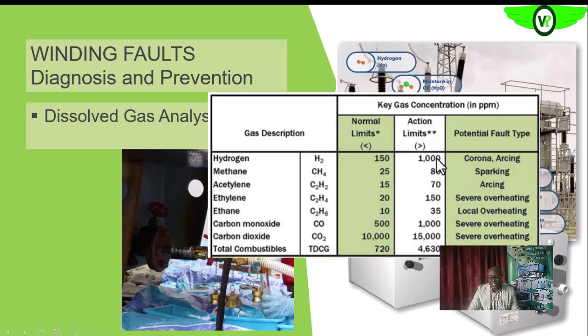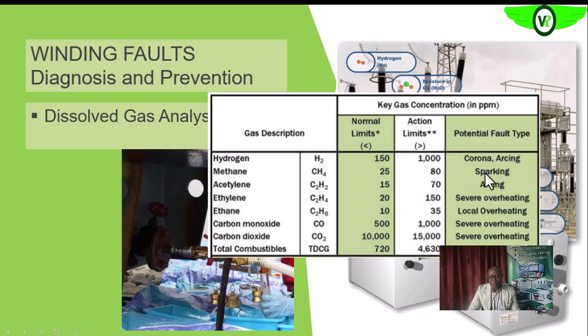So what could be the possible causes of hydrogen gas? You see, corona and arcing. Remember, we also have the Buchholz relay that will help us to look at this, because as the concentration of hydrogen increases, the amount of gas generated that goes through the Buchholz relay to the conservator tank will be increasing. As that rate increases, it can trip the transformer, or it can signal an alarm if it is not up to that trip level.